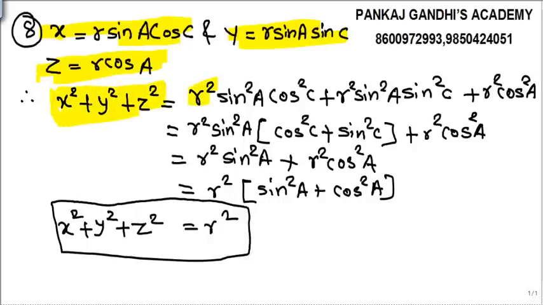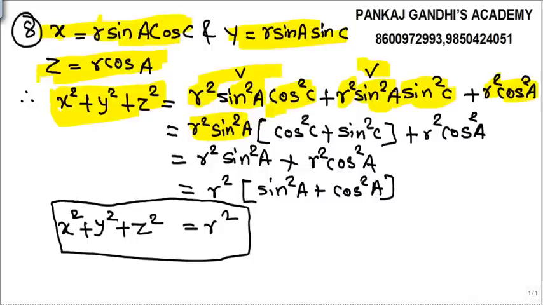x square means obviously r sin a cos c squared, so r square sin square a cos square c. y square means r square sin square a sin square c. z square means r square cos square a. So see, here the r square sin square a term is there in the first two terms, not in the third. So we will take out this r square sin square a common from these two terms.